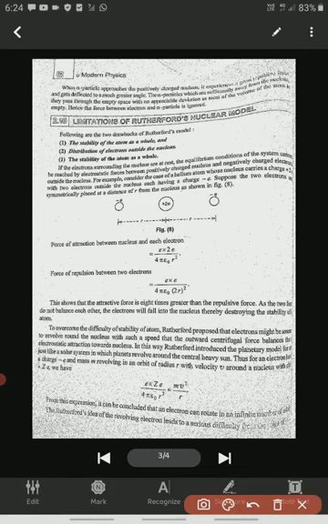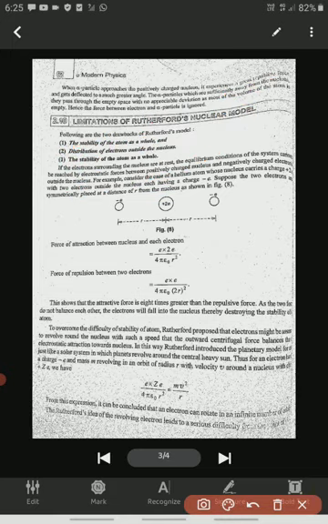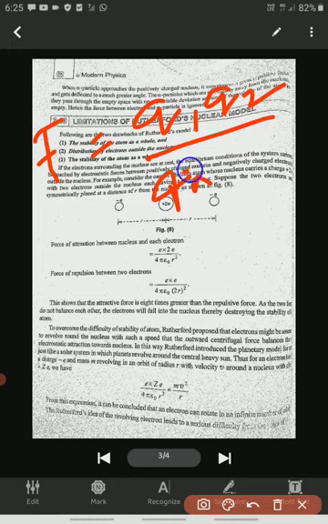Here we will calculate the attraction and repulsion forces. First we will discuss the attraction between nucleus and electron. The nucleus possesses a positive charge and the electron a negative charge, so automatically an attraction force takes place between them. According to Coulomb's law, the attraction or repulsion force is Q1 Q2 by 4 pi epsilon naught r square.